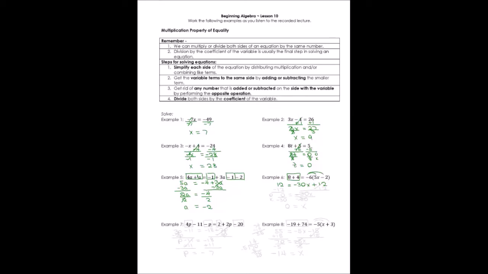So I've got a positive 12. I'll subtract it. Subtract 12 from both sides. This is a 0 over here on the left. 8 is equal to a negative 30x.